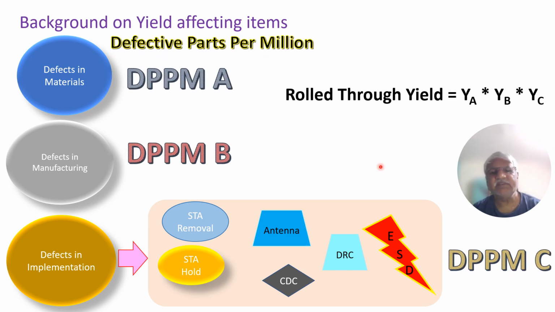In the coming slides, we will discuss how yield and DPPM are related, and how the resulting sigma can also be figured out. And we will figure out how one of the stages of design implementation, which is STA hold, is probability distributed and how it affects the overall yield.